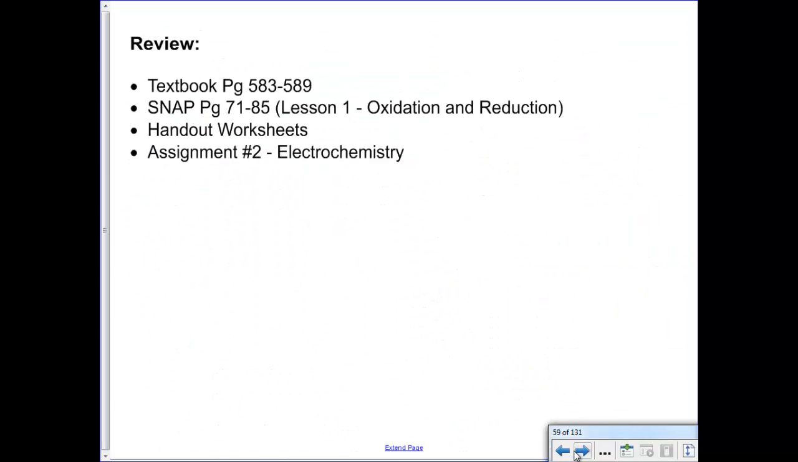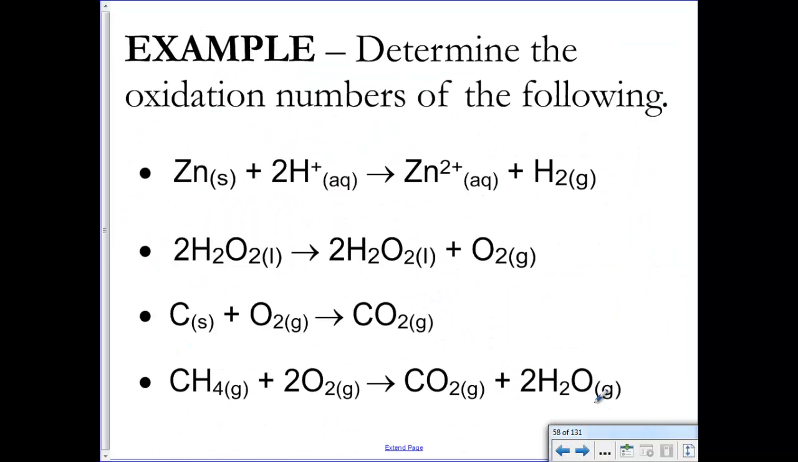What else have I skipped here? Oh, yeah, let's just do this in examples then. So, let's find some oxidation numbers now in a written equation. Zinc as a solid by itself, 0. Don't overthink it, sometimes it really is this easy.